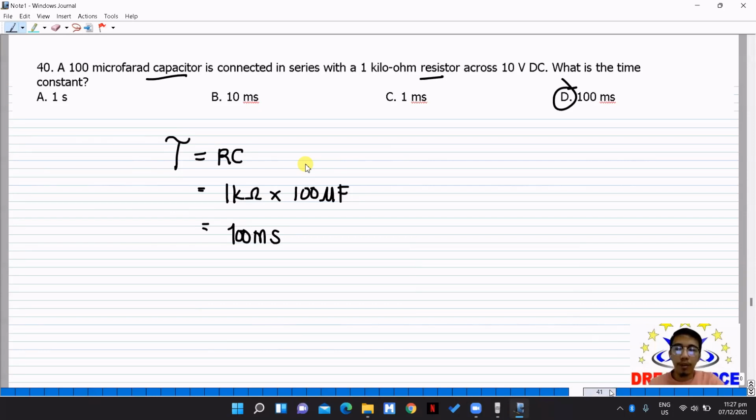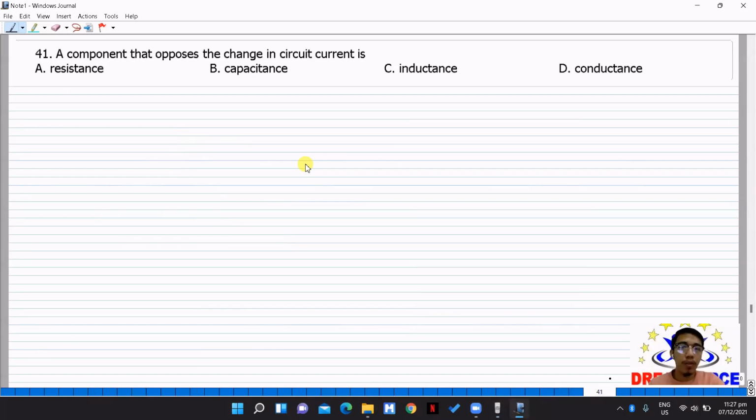Okay, next, number 41. A component that opposes the change in circuit current is what? That is the inductance. Opposes the change in circuit current. Hindi siya opposes the flow of current, kasi pwedeng si resistance. Tama. Kasi ang resistance is a parameter na nag-oppose sa circuit natin, kumukontra sa current natin. Ito kasi change in current.